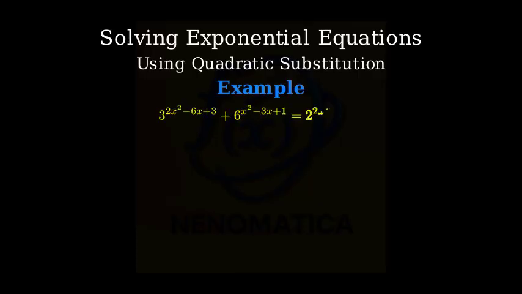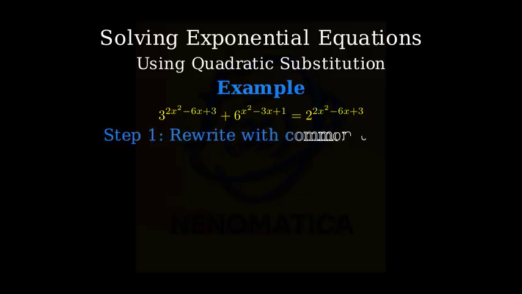3 raised to the power of 2x squared minus 6x plus 3, plus 6 raised to the power of x squared minus 3x plus 1, equals 2 raised to the power of 2x squared minus 6x plus 3. This looks quite complex, but we'll solve it step by step using a special substitution technique.